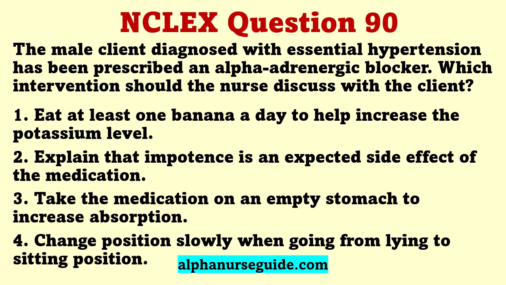The correct answer is 4. Change position slowly when going from lying to sitting position. Orthostatic hypotension may occur when the blood pressure is decreasing and may lead to dizziness and lightheadedness, so the client should change positions slowly. The potassium level is not affected by an alpha-adrenergic blocker. Impotence is a major cause of noncompliance with taking prescribed medications for hypertension in male clients. Noncompliance should be reported to the HCP immediately so the medication can be changed.